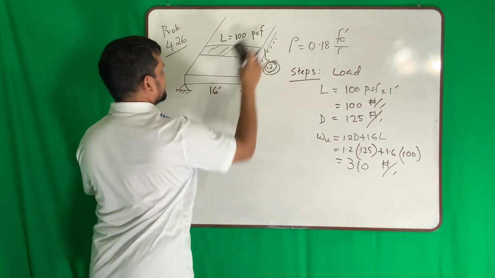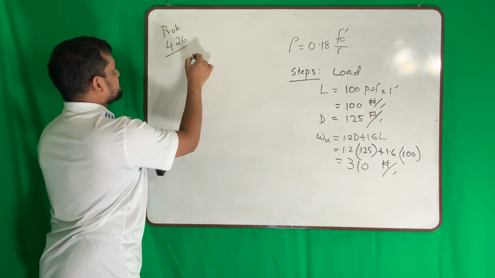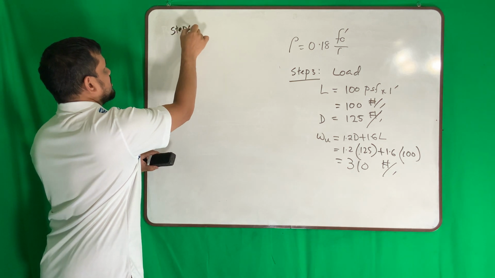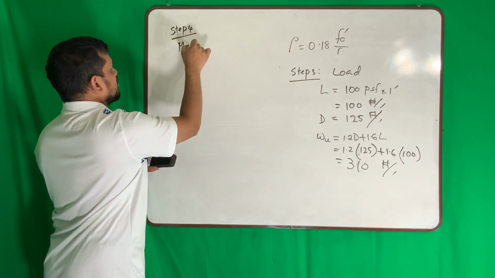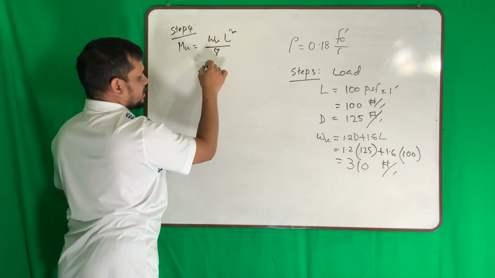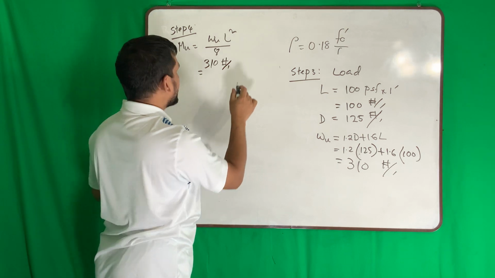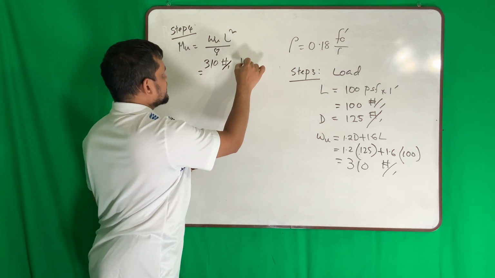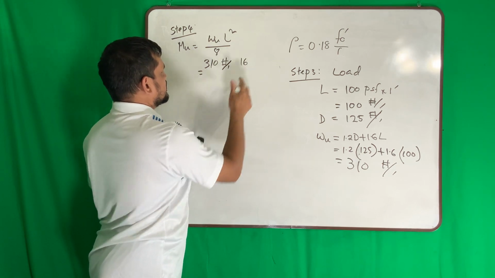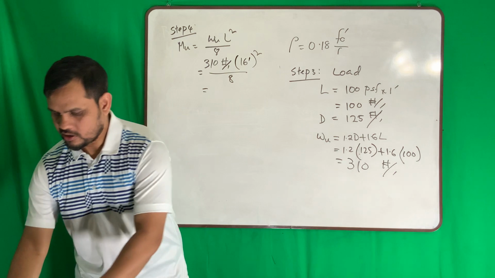I need some space. Step number 4, moment. Moment is wL squared over 8. w is 310 pound per feet, L is 16 feet, squared over 8. How much is it?